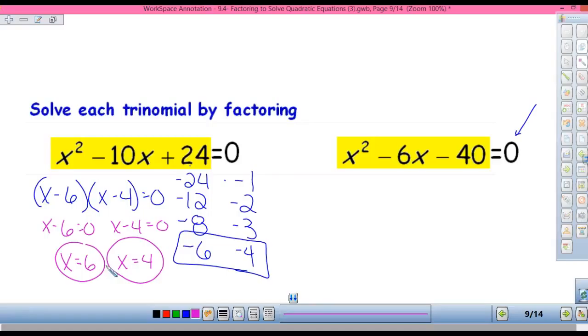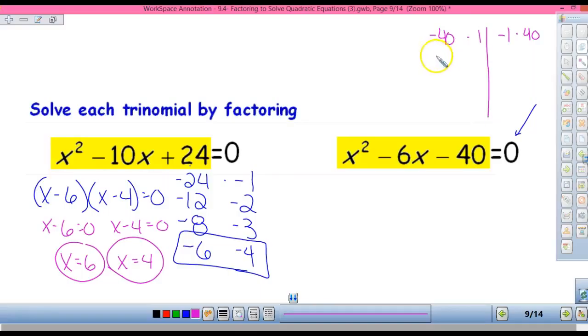Okay. Same thing over here. How am I getting to a negative 40? One's going to have to be positive, one's going to have to be negative. Okay, so we've got a long list of this. We've got negative 40 times positive 1. We've got negative 1 times positive 40. Okay, neither one of those adds up to negative 6, so that doesn't work.